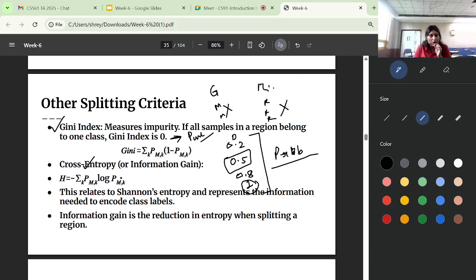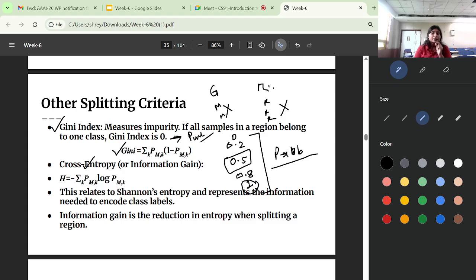Okay, so the formula for Gini index is given like this. It is the summation over all classes of the success probability multiplied by the failure probability. How you are going to calculate this, we will see in one example. So it is important to remember this formula. It is the product of two probabilities, success into failure, and the summation over all classes.